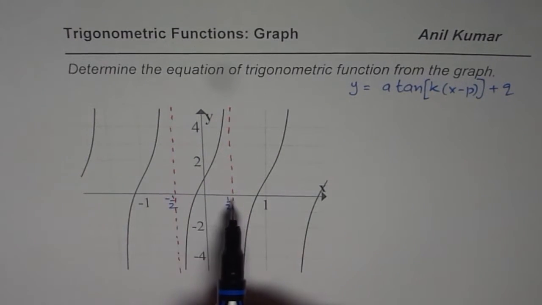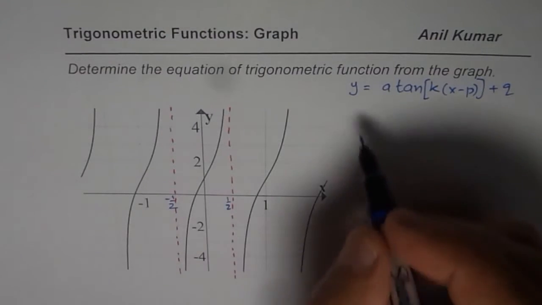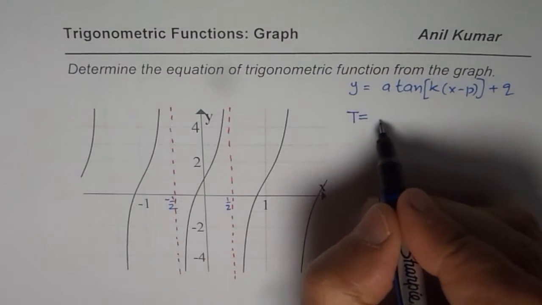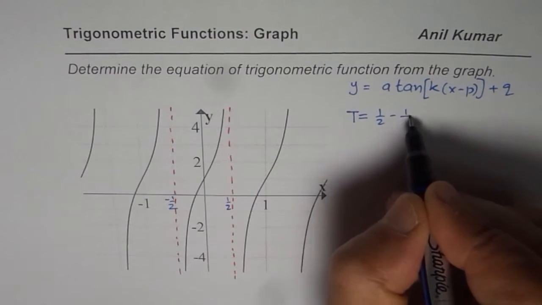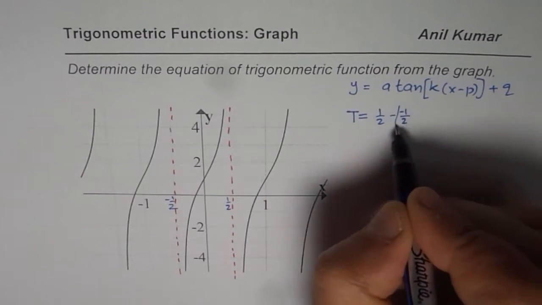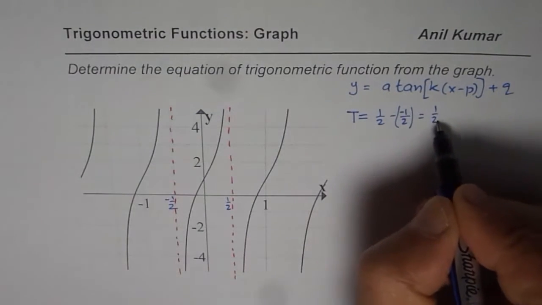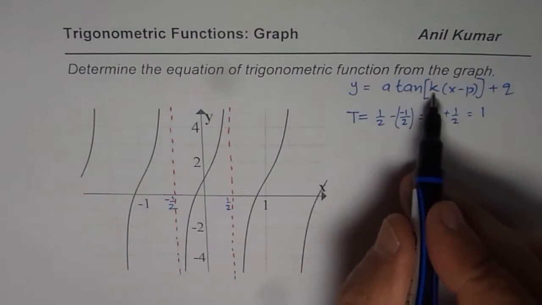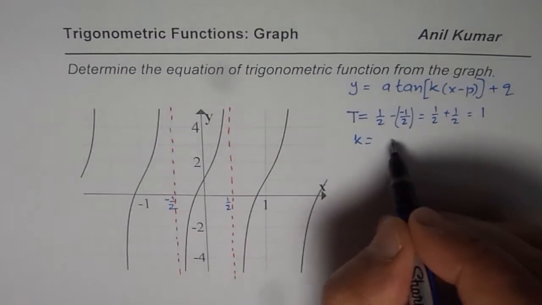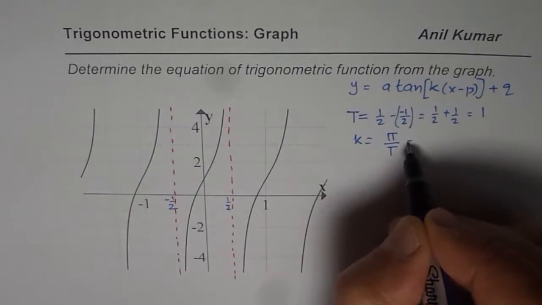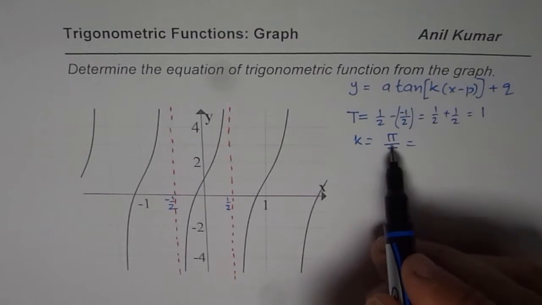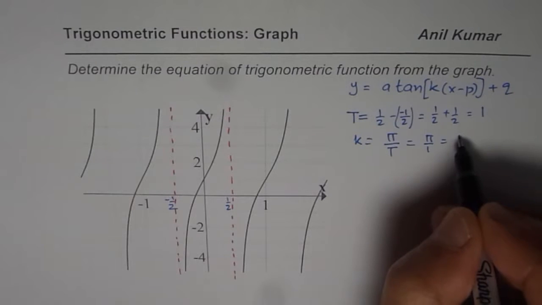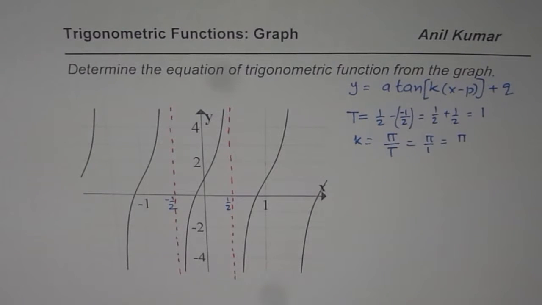Now from the vertical asymptotes, what do we get? We get the time period T. So the time period T is half minus minus half, let me put it in brackets, which is half plus half, which is 1. Once you know T, you can find k, and k is pi by T. Remember, the time period for a tan function is pi, not 2 pi, right? So pi by 1 equals pi. So we get the value of k.